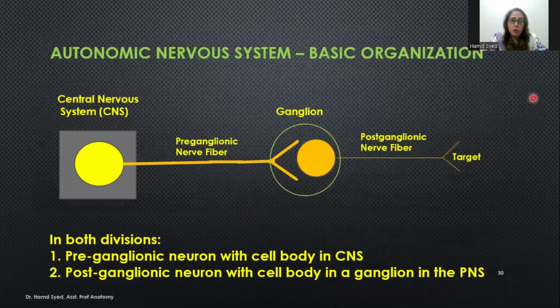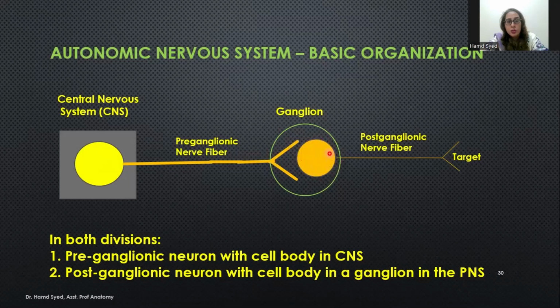Now let's come to the autonomic ganglia. You should keep in mind the basic organization of the autonomic nervous system. This consists of the preganglionic neurons with the cell bodies in the central nervous system. From the cell bodies extend the myelinated preganglionic nerve fibers. They synapse on the postganglionic neuron, which has its cell body in the ganglion. And from there, the postganglionic non-myelinated nerve fibers will then project to the target. So this here is the autonomic ganglion, and it has the postganglionic neuronal cell bodies.